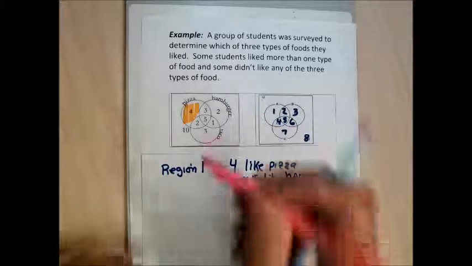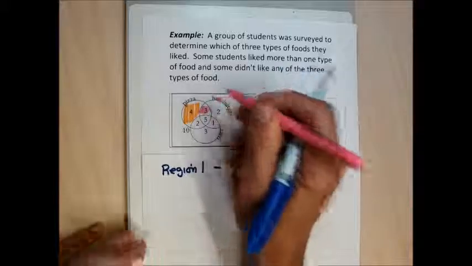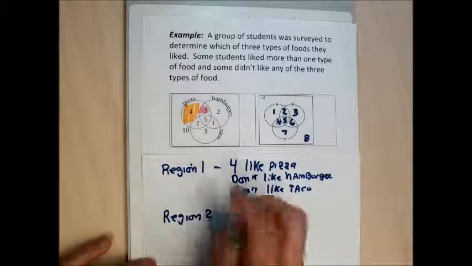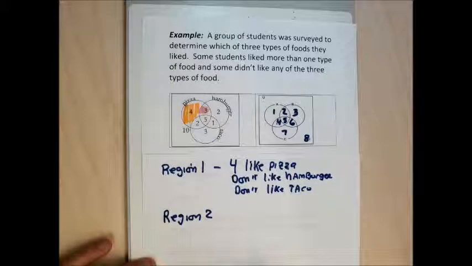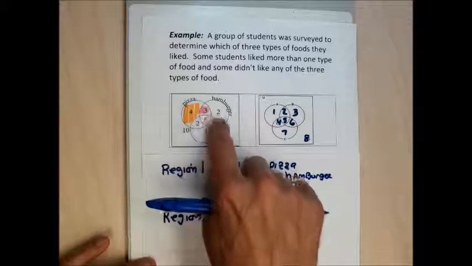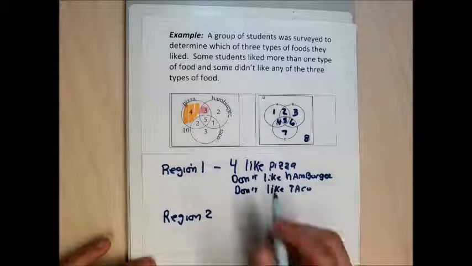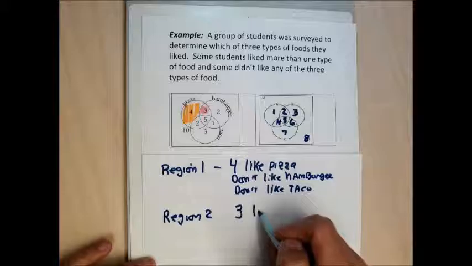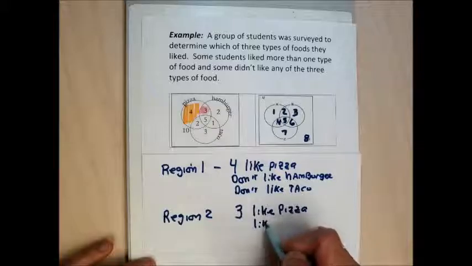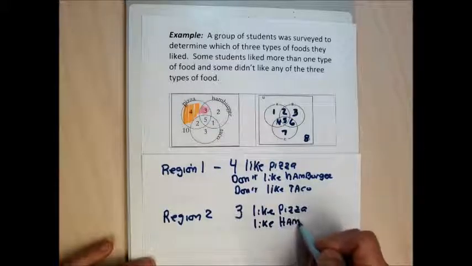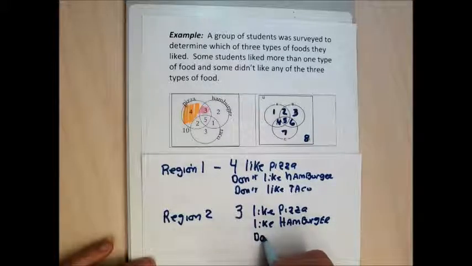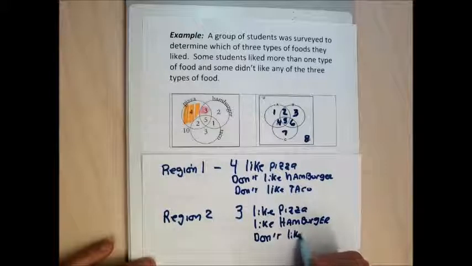Let me move on to region 2. Those 3 right there. Those 3 are also inside the pizza circle, so they like pizza. They're inside the hamburger circle, so they like hamburger. They're not inside the taco circle, so they don't like tacos. So let me just say this 3. I'm going to say like pizza, like hamburgers, don't like tacos.